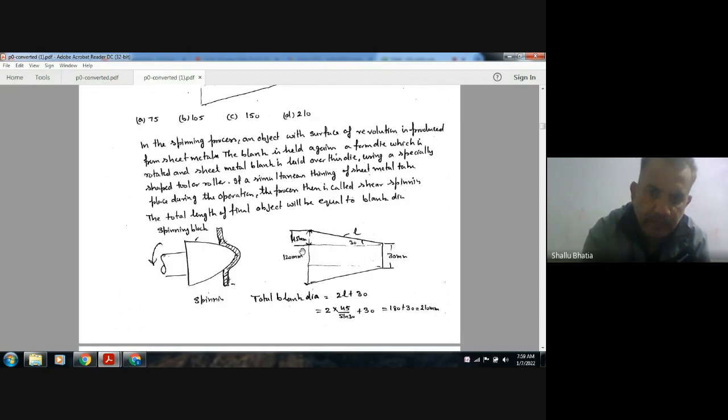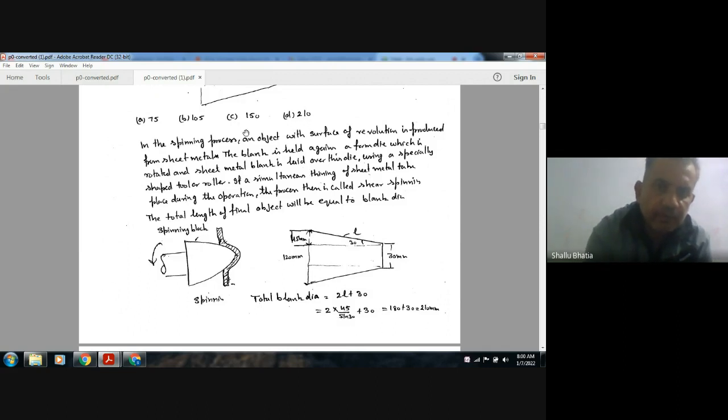So this dimension will be L. This is L. And this dimension is 30. This is 45, since 60 minus 15 is 45. This angle is 30, so this L will be 45 by sine 30, times 2. So this L is 45 by sine 30, and this is 45 by sine 30. So this is 180 plus 30, 210. So the answer is 210.